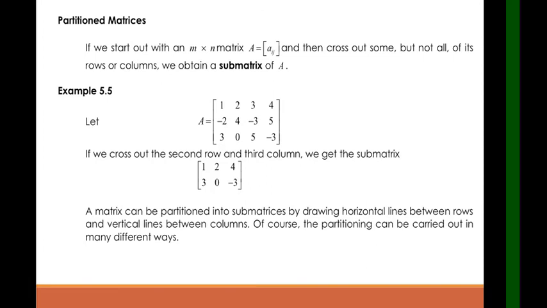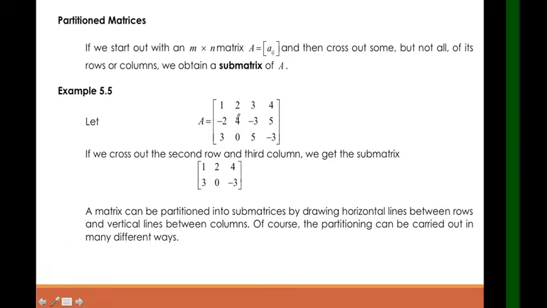Now let's talk about partition matrices. If we start out with an m by n matrix, A is equal to the square bracket of A sub ij, and then cross out some, but not all, of its rows or columns, we obtain a submatrix of A. Example, let A be the matrix 1, 2, 3, 4, negative 2, 4, negative 3, 5, 3, 0, 5, and negative 3. If we cross out the second row and the third column, we get a submatrix.